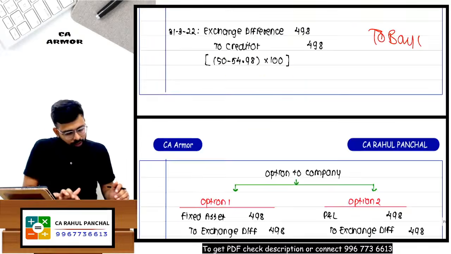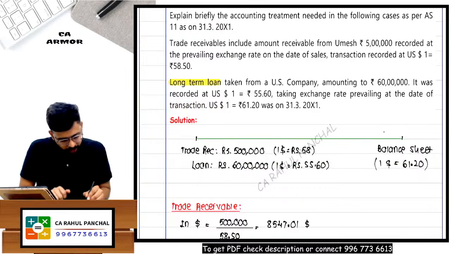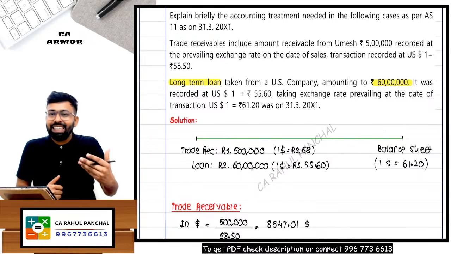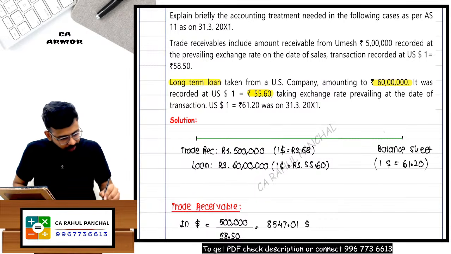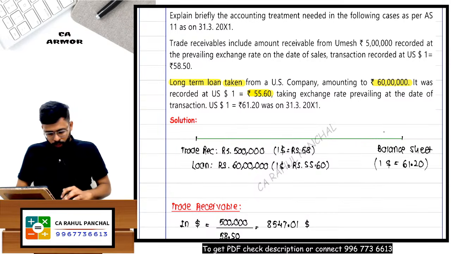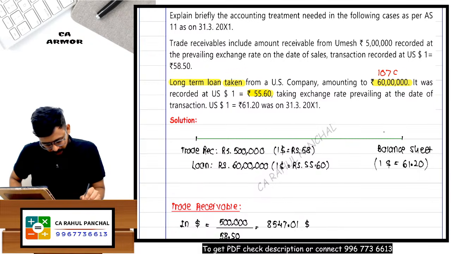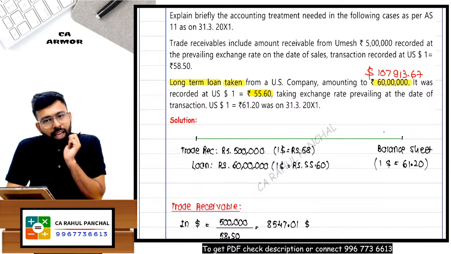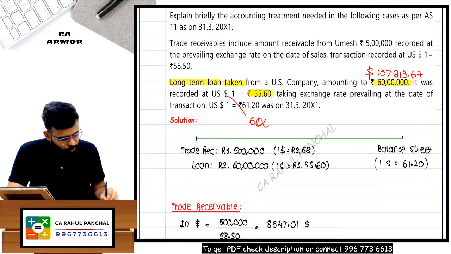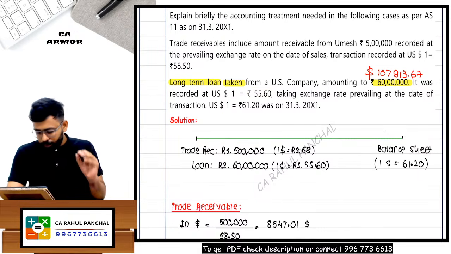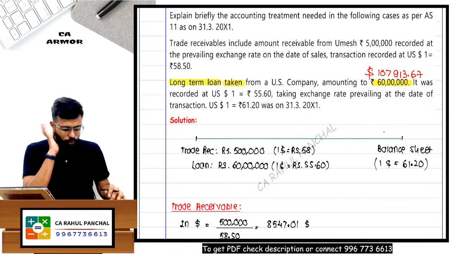Let us see this. There is a long-term item which is there. 60 lakhs. Again, I don't need that in 60 lakhs, I need it in dollars when the transaction was done, when the loan was taken. It is a loan taken, so it is a kind of liability for me. So 60 lakh rupees divided by 55.6 becomes $107,913.67. This many dollars of loan I have taken. If I cross multiply, 60 lakh divided by 55.60, you will get this many dollars. Two decimals you can keep.